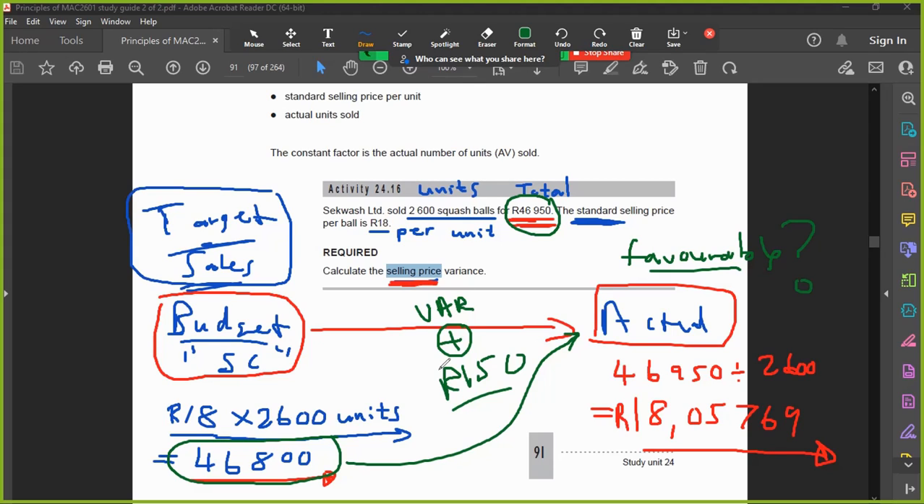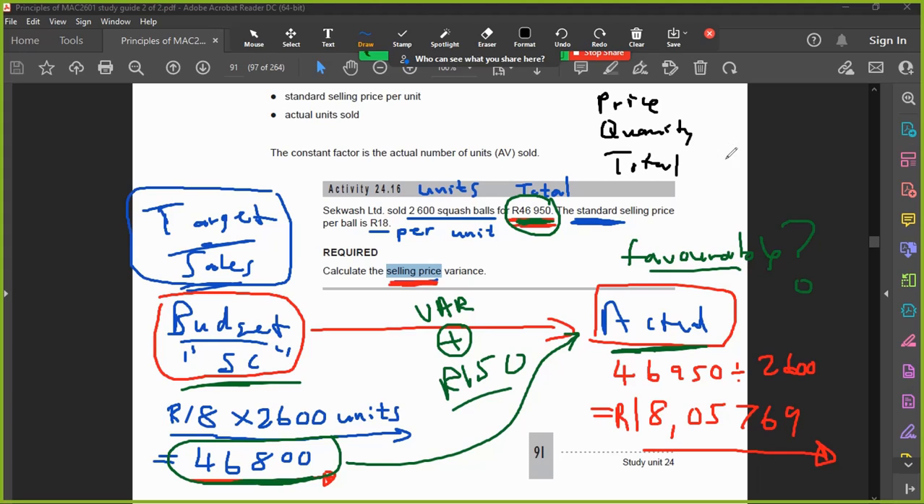Okay, I think don't get confused by the wording, because remember, at the end of the day, it's literally actual versus budget. That's all you're doing. So you could have just gone with the 46,950 less the 46,800. The only reason why I'm breaking it down is because when you're looking at budgeted amounts, you're always going to have three things. You're going to have price, you're going to have quantity, and you're going to have total.